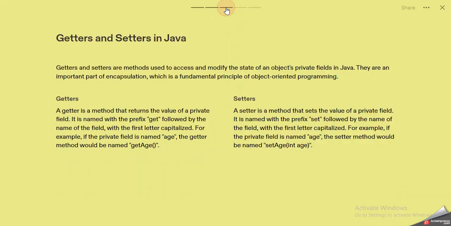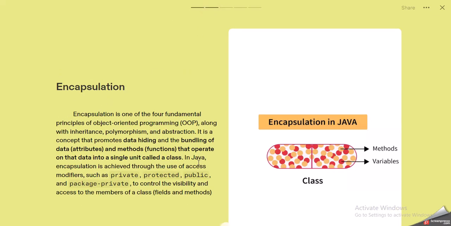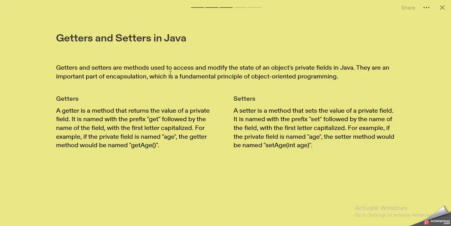Now because of encapsulation we need getters and setters. As I said, in encapsulation we have private, protected, public. Private means it cannot be accessed outside the class, while public can be accessed. So if I consider private, what happens? Getters and setters are methods used to access and modify the state of an object's private fields in Java.